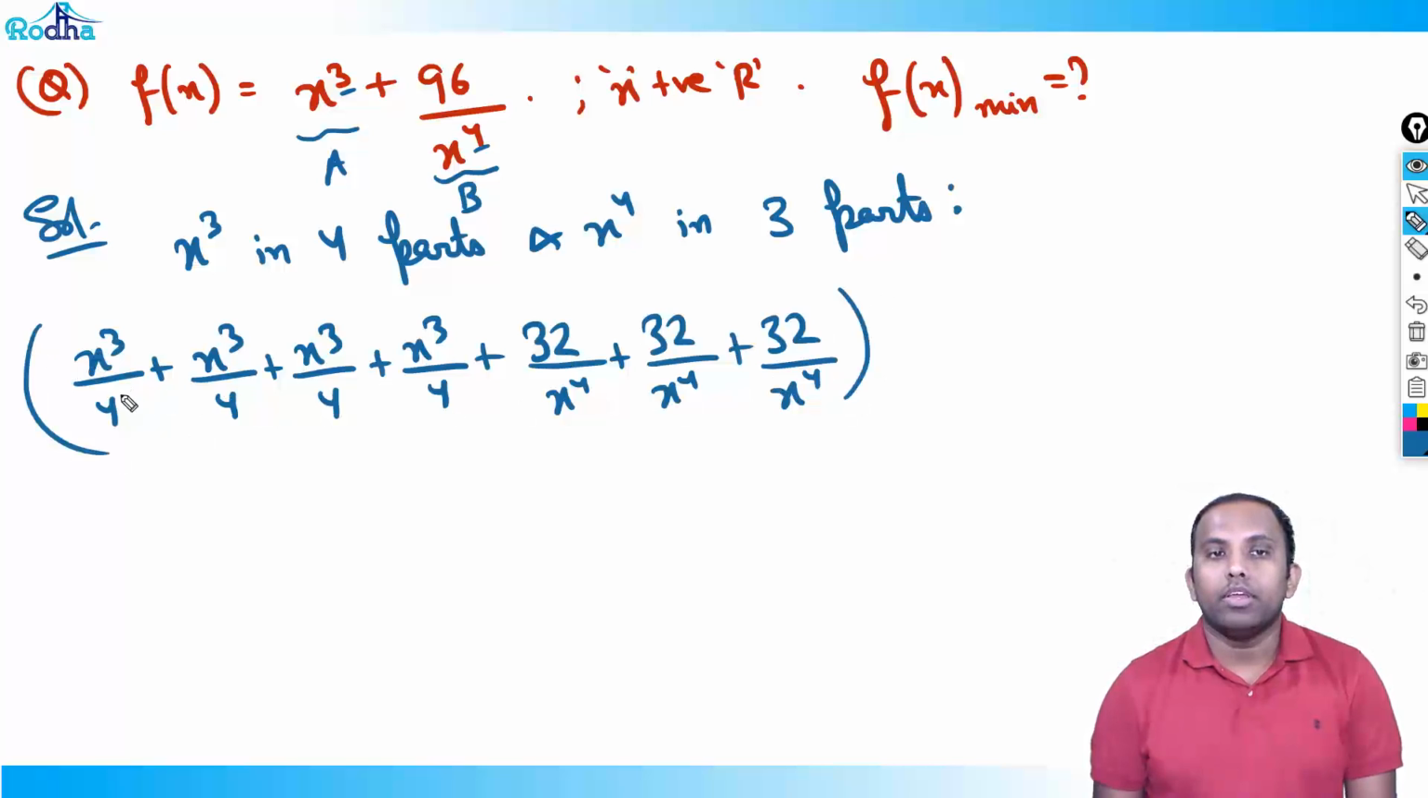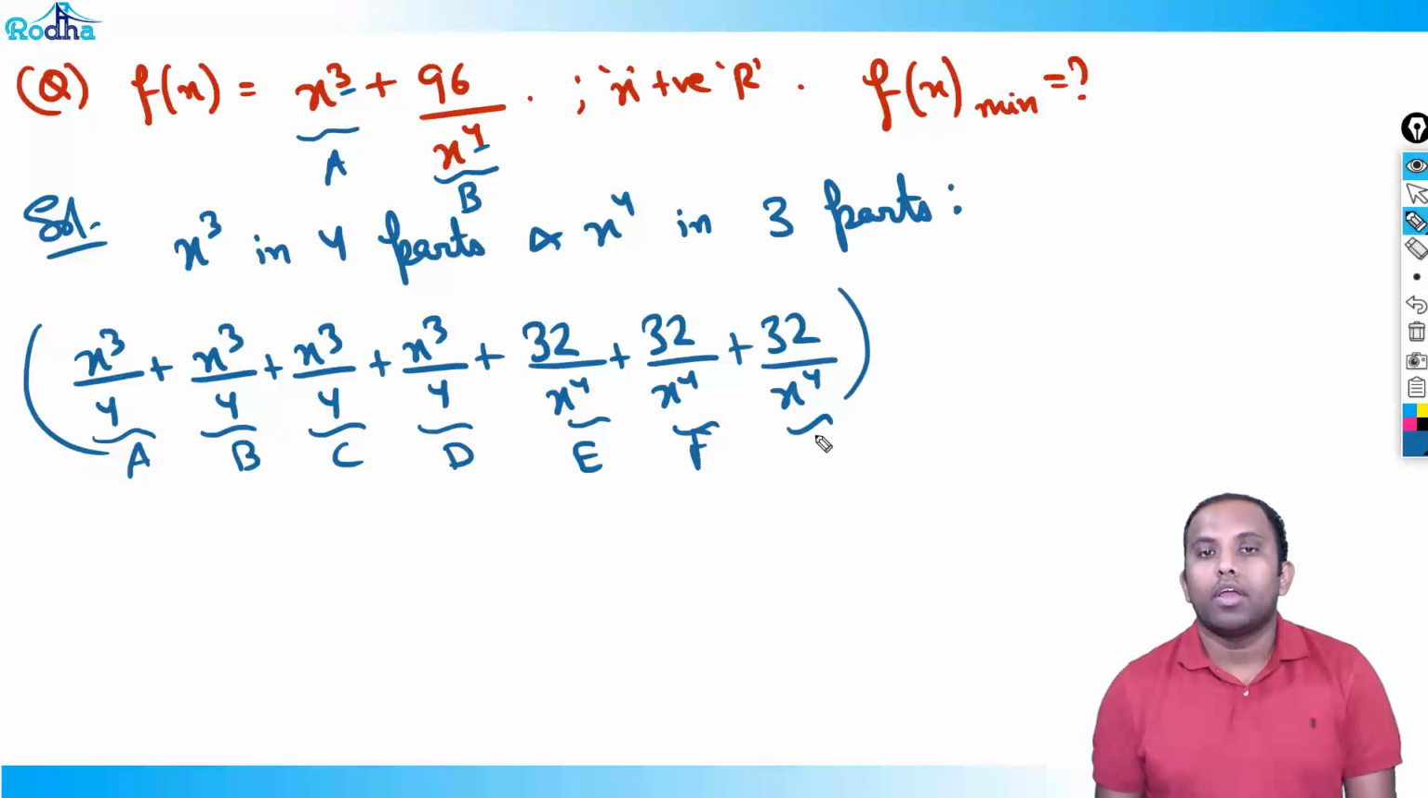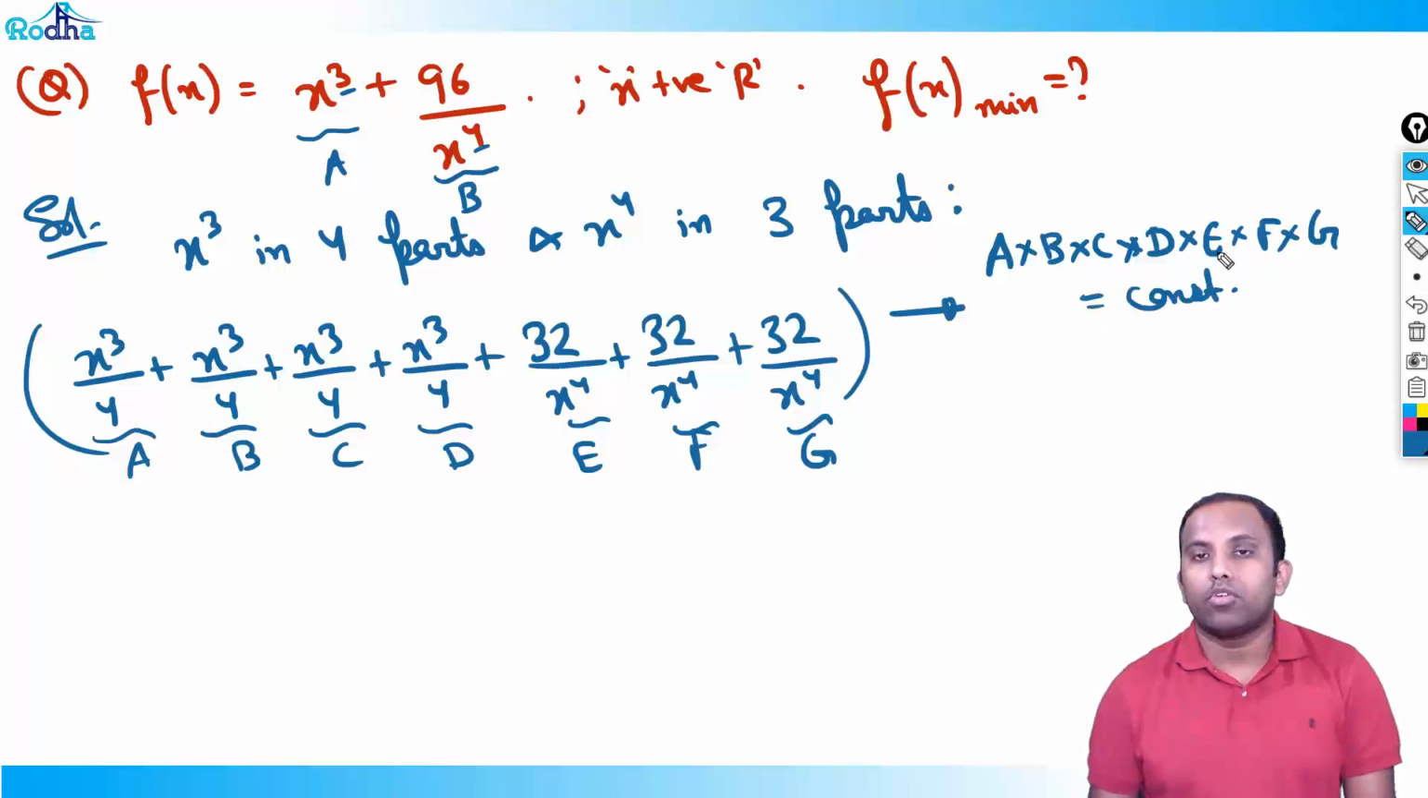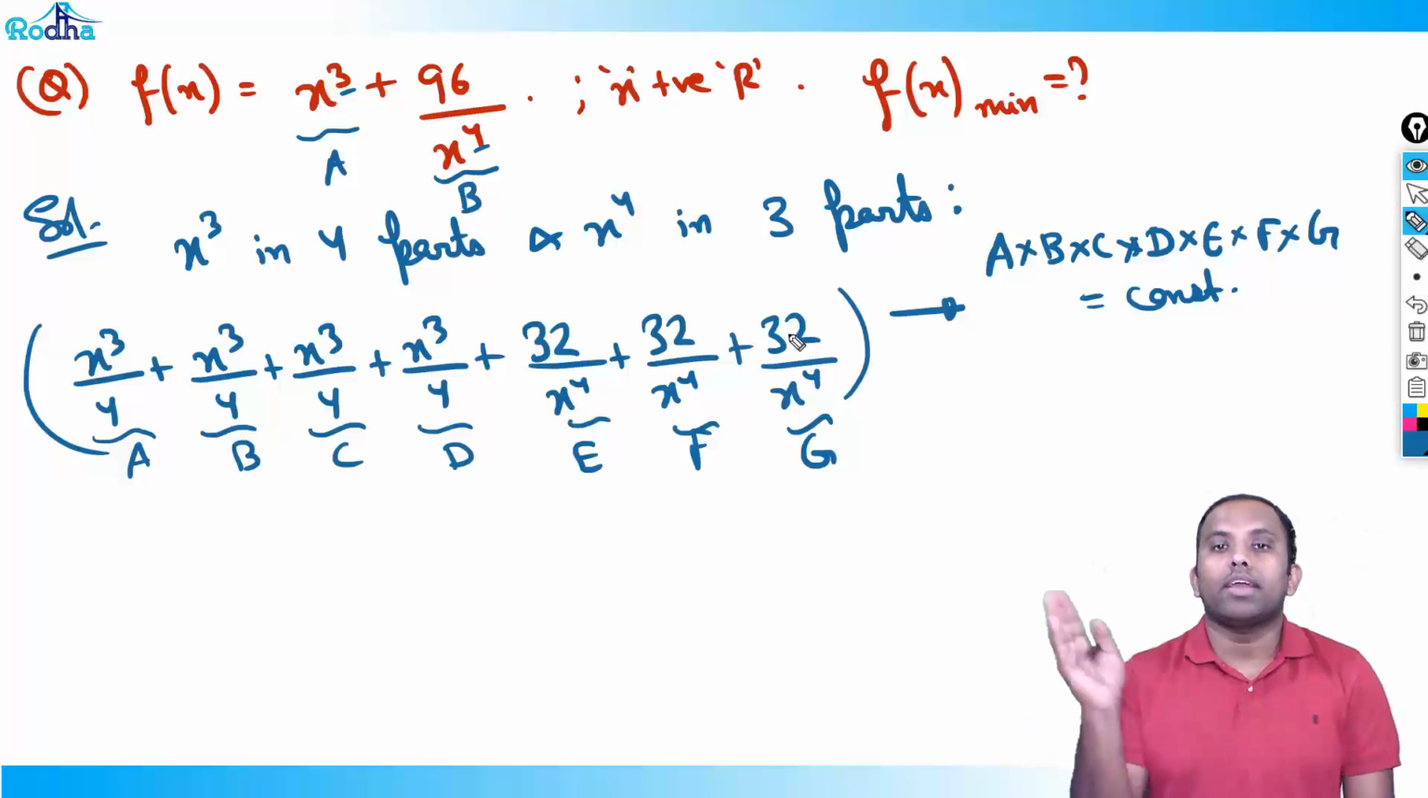Now, if you see A, B, C, D, E, F and G, the product of these 7 terms is constant. If I multiply A into B into C into D into E into F into G, it is a constant now. Why is it constant? Because if you multiply it, x cube, x cube, x cube, x cube, x raised to 12 and x^4, x^4, x^4, x raised to 12, this will get cancelled, right?